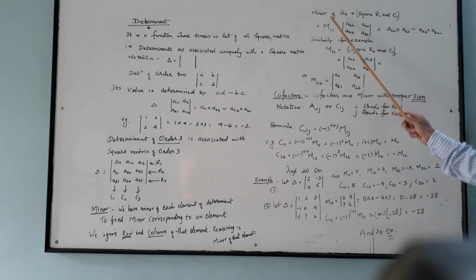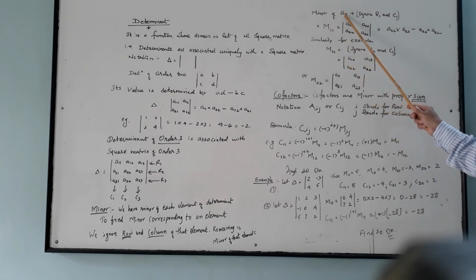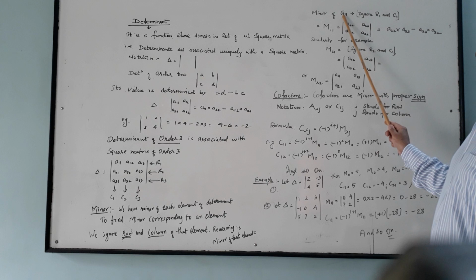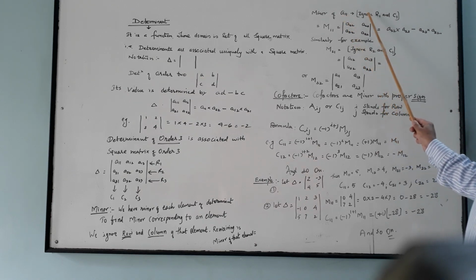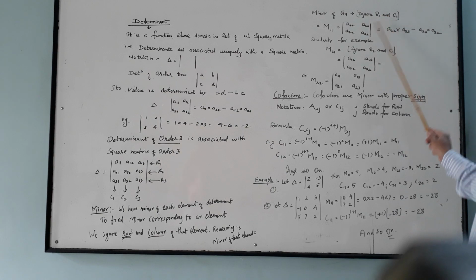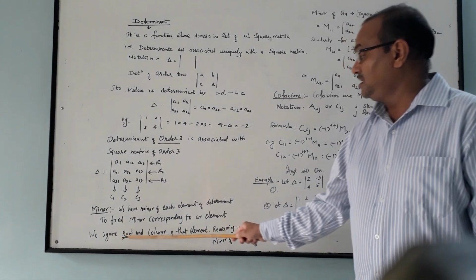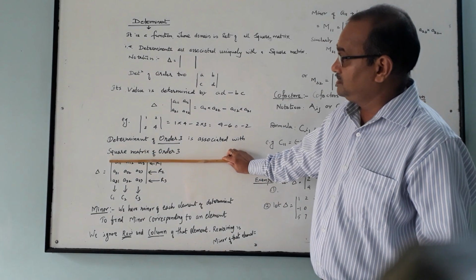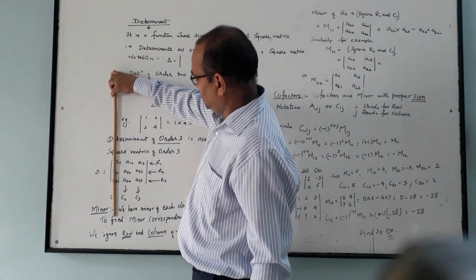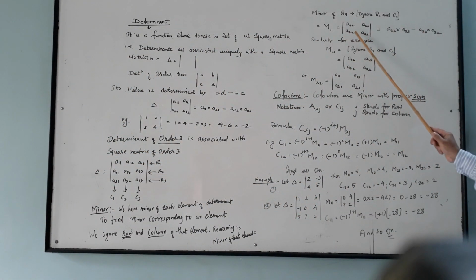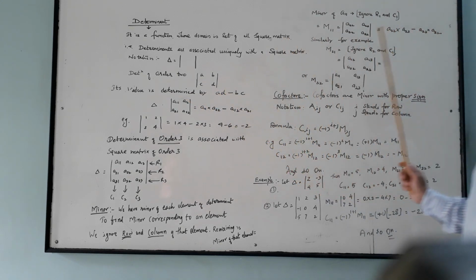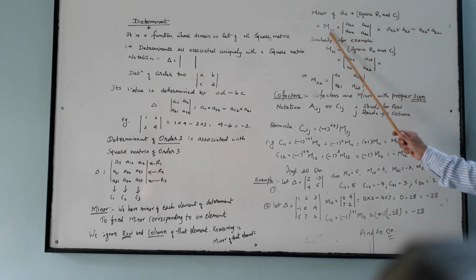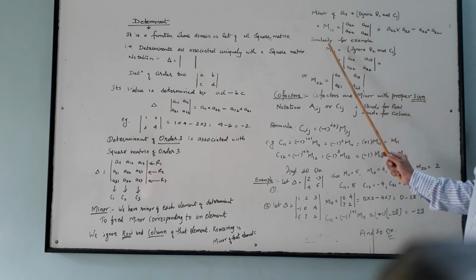For example, if you are finding the minor of the element A11, A11 is the element of first row and first column. So we have to ignore the first row and first column. If we ignore them, we will be getting A22, A23, A32 and A33. And in this way, AD minus BC, we can find the value of M11, the minor corresponding to first row and first column.